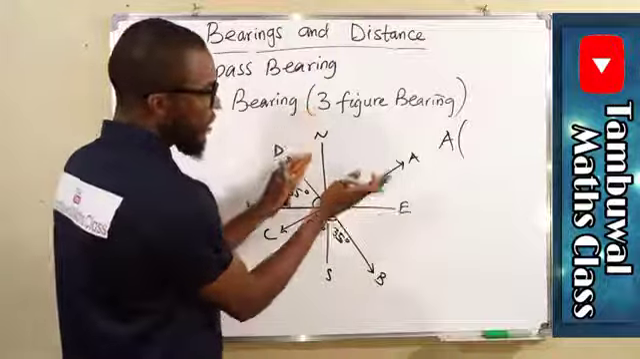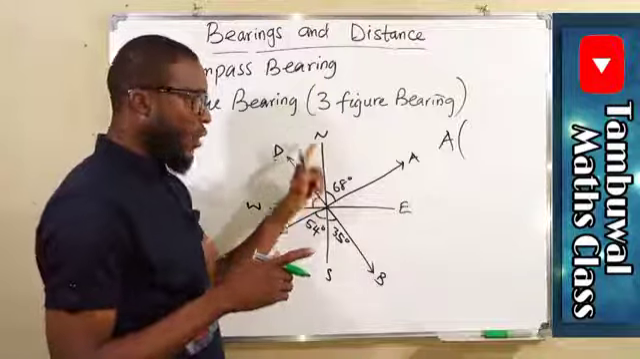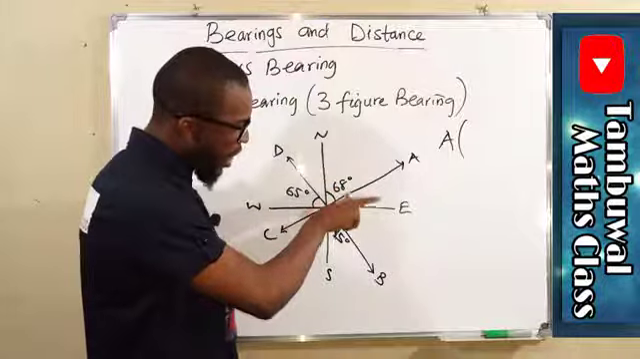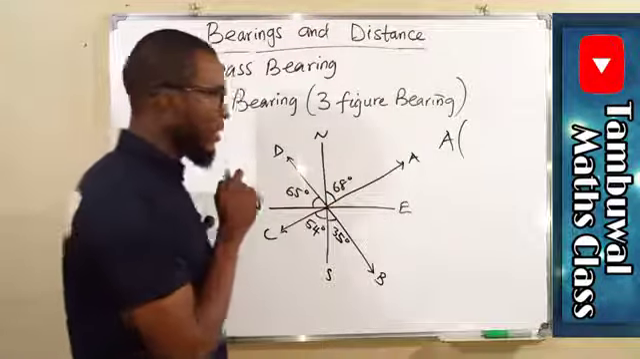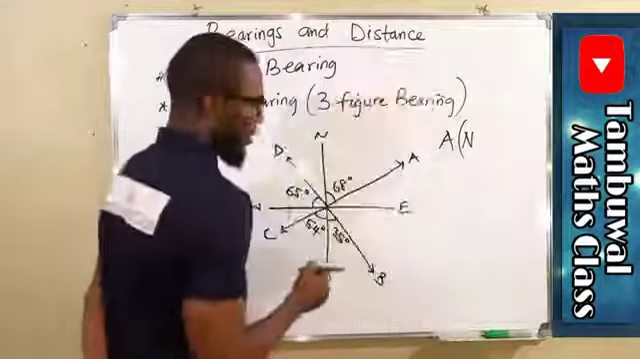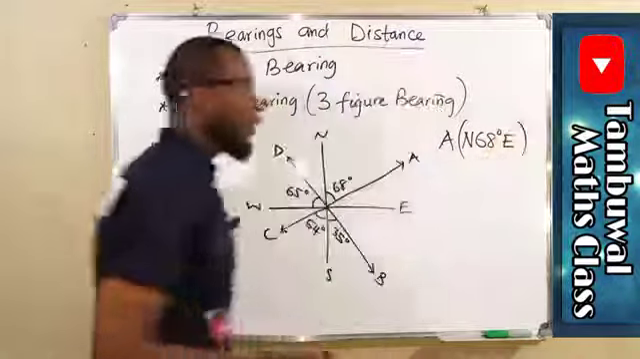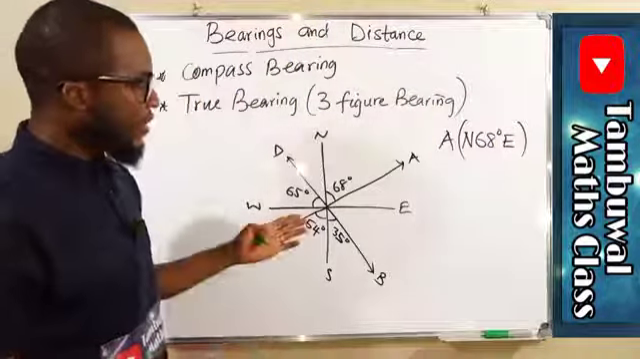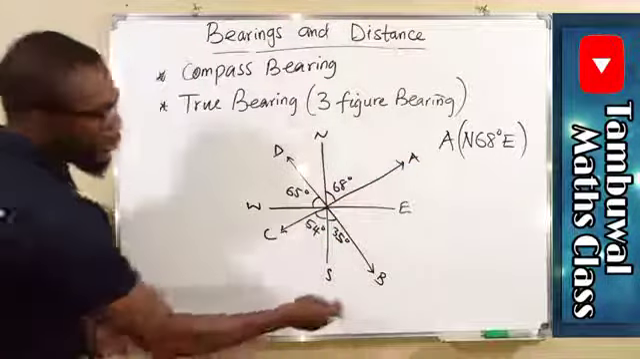So it is in between north and east. But we have to measure from the north. And our north is always the origin. So from the origin, moving towards east direction, we meet A at 68 degrees. So to name this, we say, okay, the angle is measured from the north, 68 degrees, moving towards the east direction. So north 68 degrees east is the direction that describes the position of A. Moving on to B.